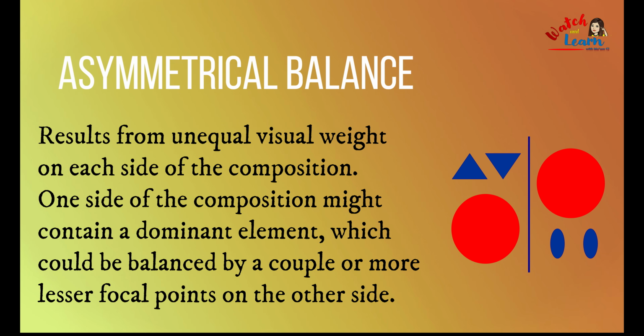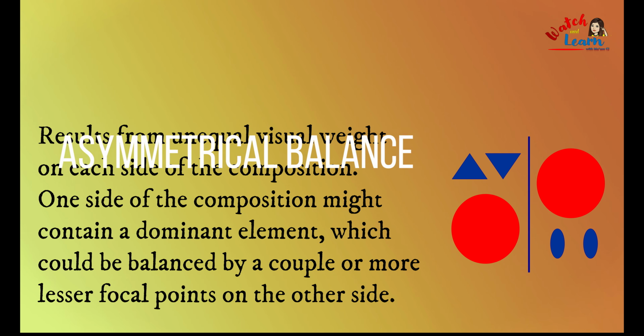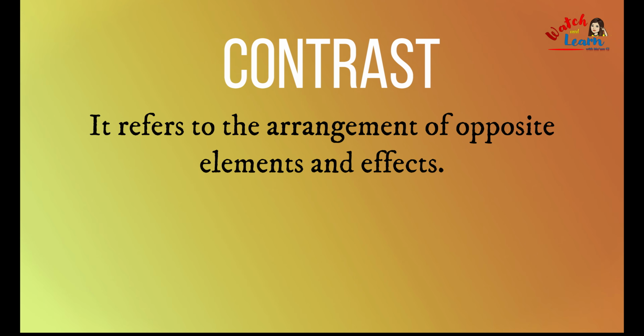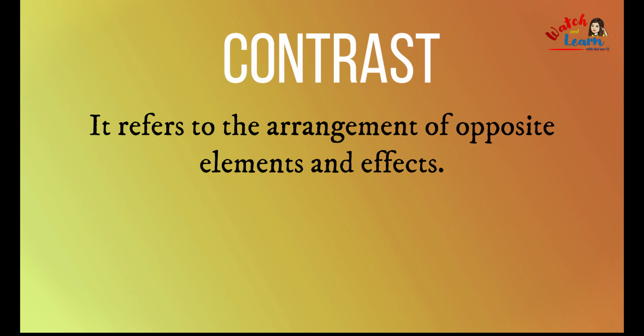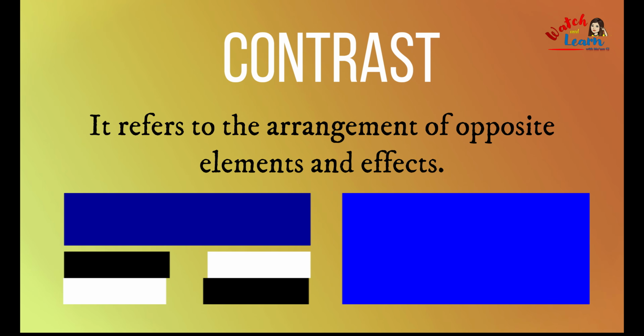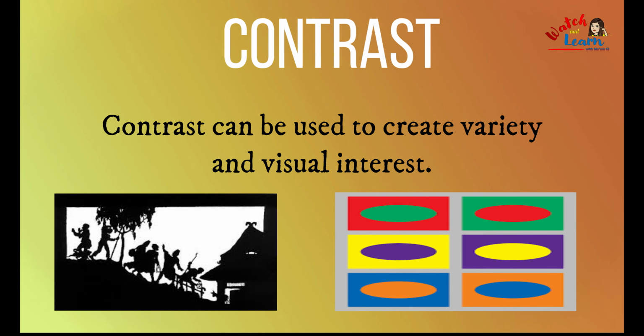One side of the composition might contain a dominant element, which could be balanced by a couple or more lesser focal points on the other side. One visually heavy element on one side might be balanced by a handful of lighter elements on the other. As a principle of art, contrast refers to the arrangement of opposite elements in effects. For example, light and dark colors, smooth and rough textures, large and small shapes. Contrast can be used to create variety and visual interest.